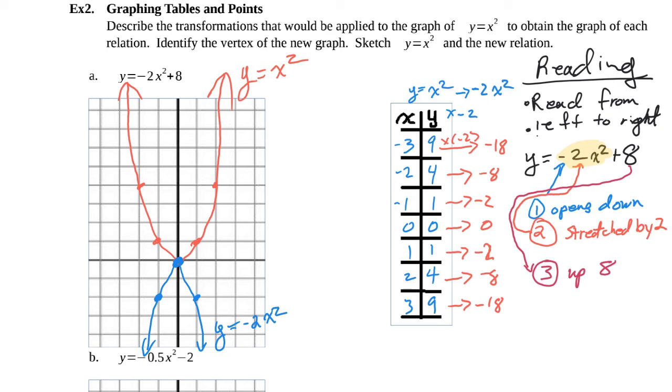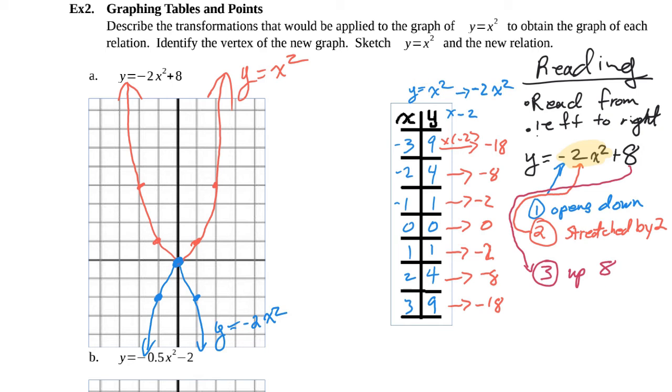Our final graph is going to be pushed up by 8. So we literally take this graph here and move all the points up 8 points. 1, 2.